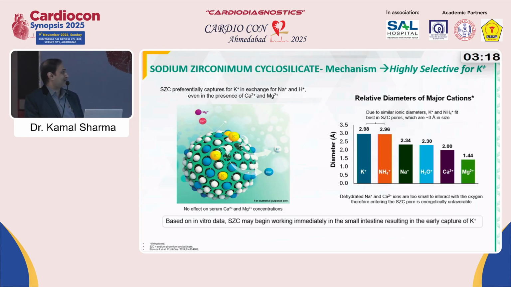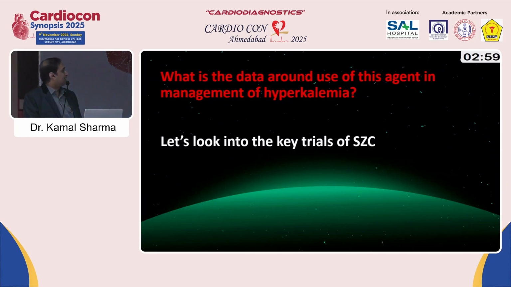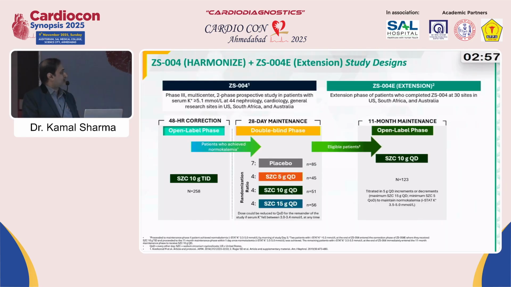Based on the in vitro data, this begins working in the small intestine by capturing intestinal potassium immediately, the moment you consume this therapy. It binds the potassium throughout the GI tract, including the small intestine as well as the large intestine, and it exchanges it with hydrogen and sodium. What it does, so let's look into the key trials of it.